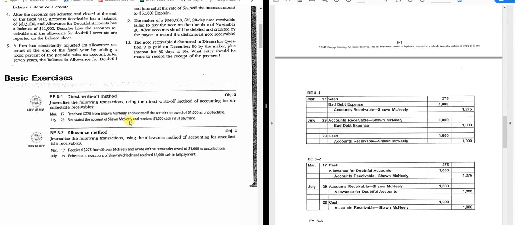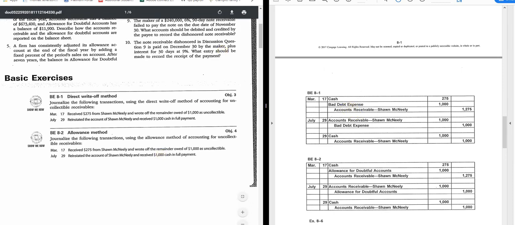Then I reinstated the account of Sean McNeely and received $1,000 cash in full payment. So basically what happens is this entry was wrong. I shouldn't have debited bad debt expense and credited accounts receivable. So for the $1,000 part of this entry, I just flip it. I credit bad debt expense to get it out. If you think about it, draw a T account of bad debt expense. I debit it for $1,000, credit it for $1,000, so it's no longer on there. And I put the accounts receivable back on my books. So I flipped the part of the entry that was wrong, and then I showed I collected cash on accounts receivable. So I debit cash, credit accounts receivable. That's the direct write-off method. Thus its name: you write it off directly to accounts receivable.